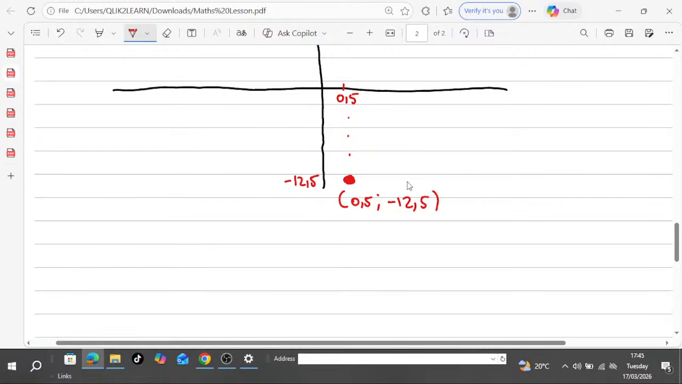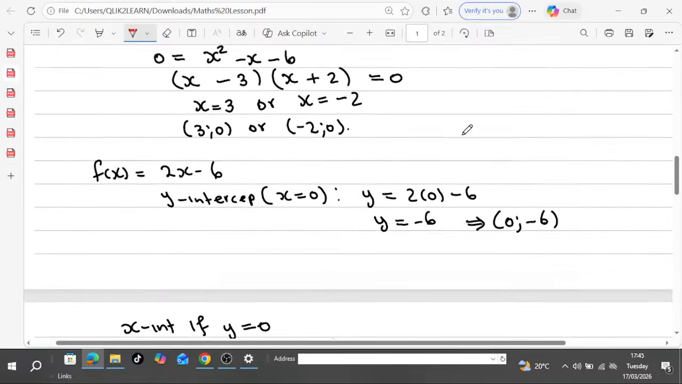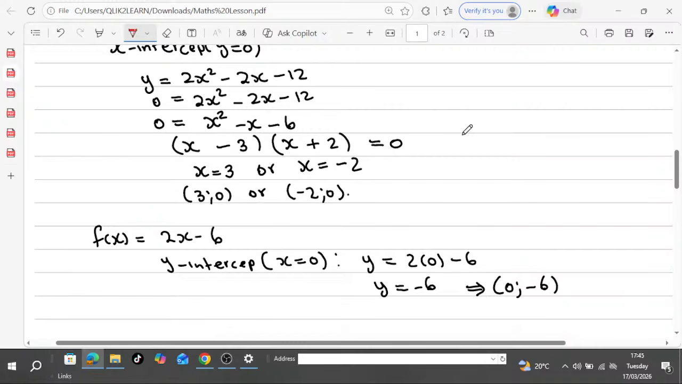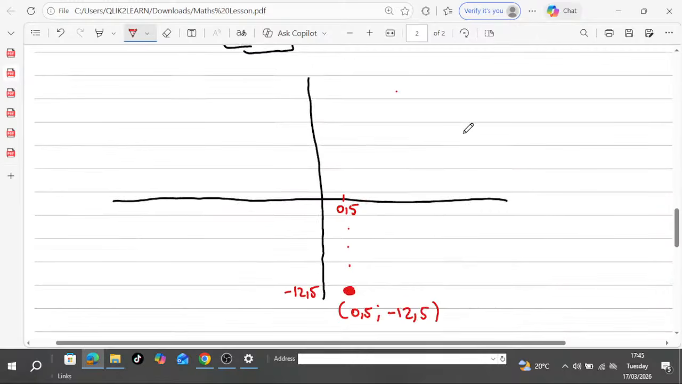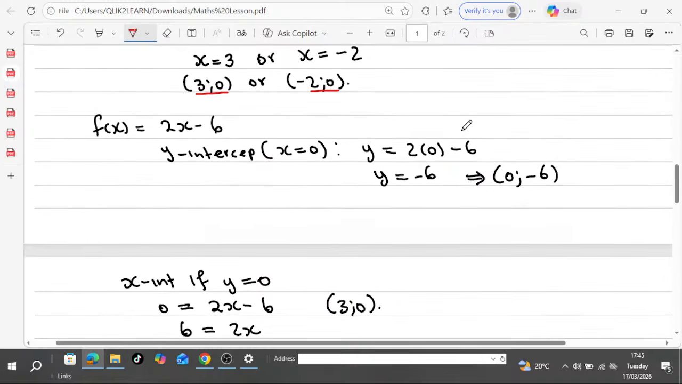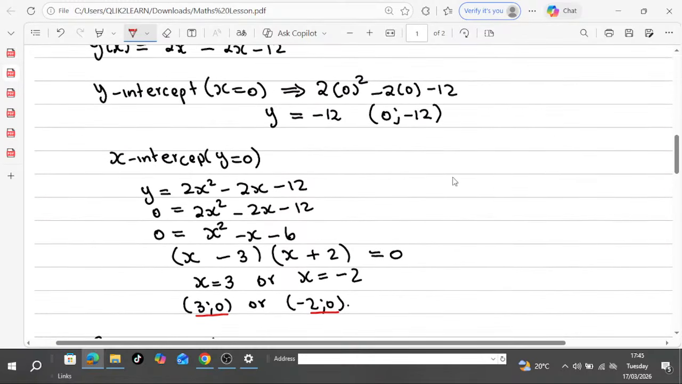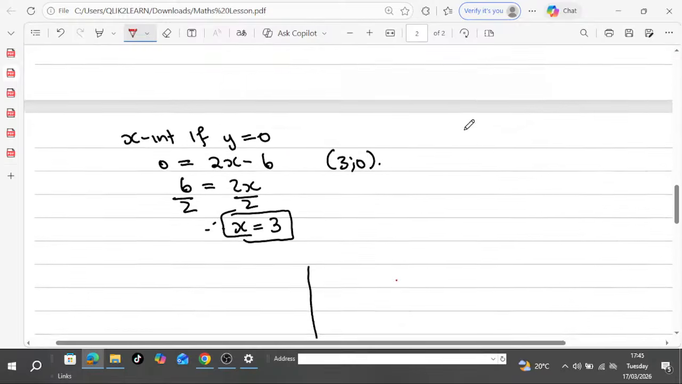Right. So when it's like this, we need to plot the x-intercepts. The x-intercepts are 3 and 0, and minus 2 and 0. 3 and 0 is somewhere here. Minus 2 is somewhere here, so this will be minus 2 and 0. Then we need to plot the y-intercept for that quadratic. The y-intercept is 0 and minus 2.